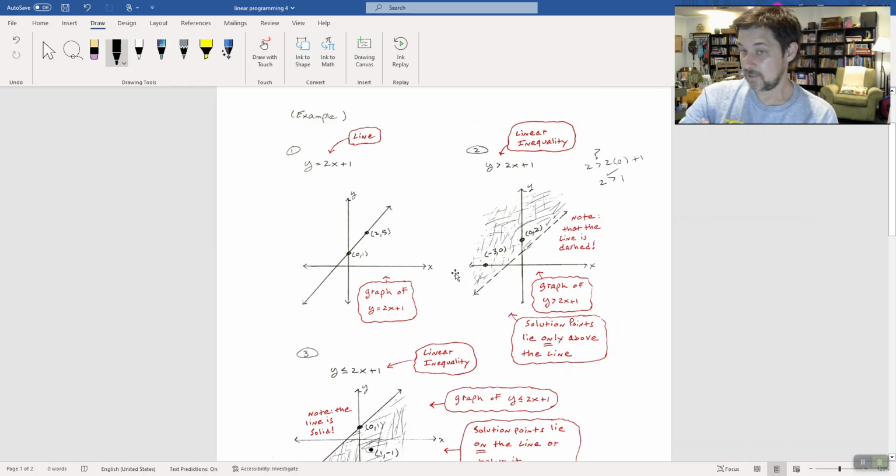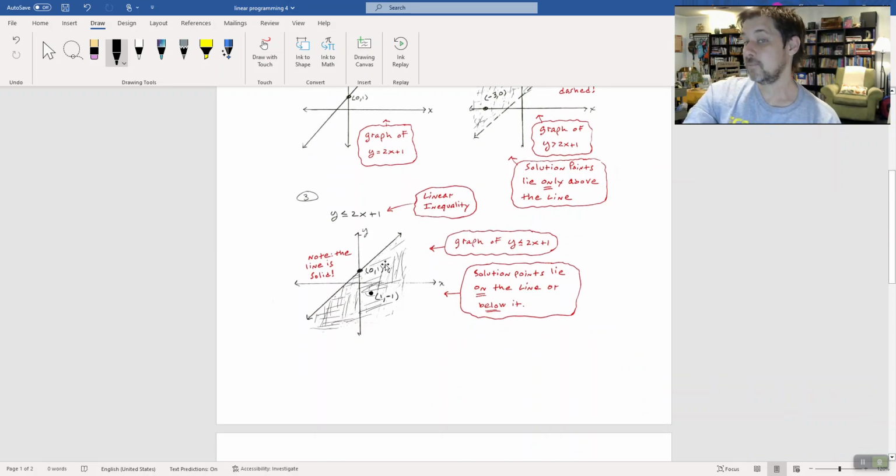There's the graph, the shaded portion here above that line. Okay. That's my graph of the inequality y is more than 2x plus 1. Okay. What if it was less than? I would have shaded below it. If y was less than 2x plus 1, it would be all the points below the line. Okay, so y is greater than means above the line, y is less than means below it.